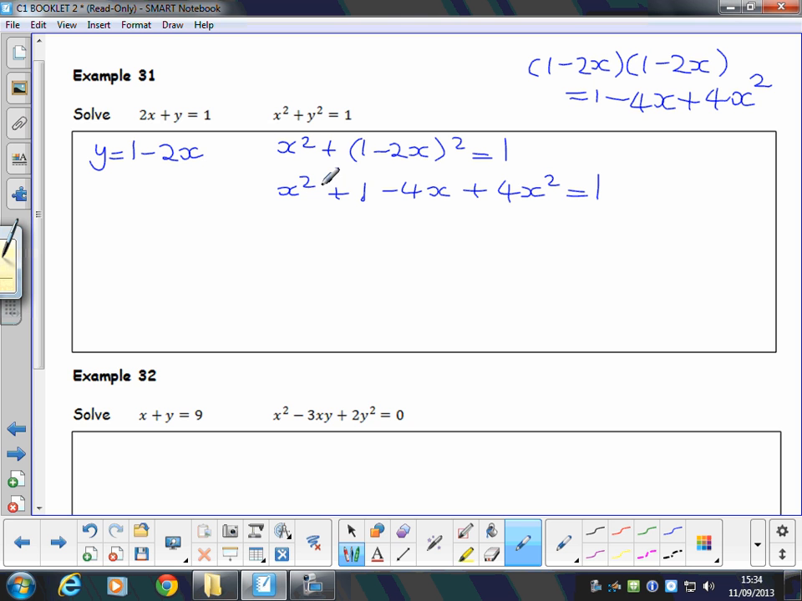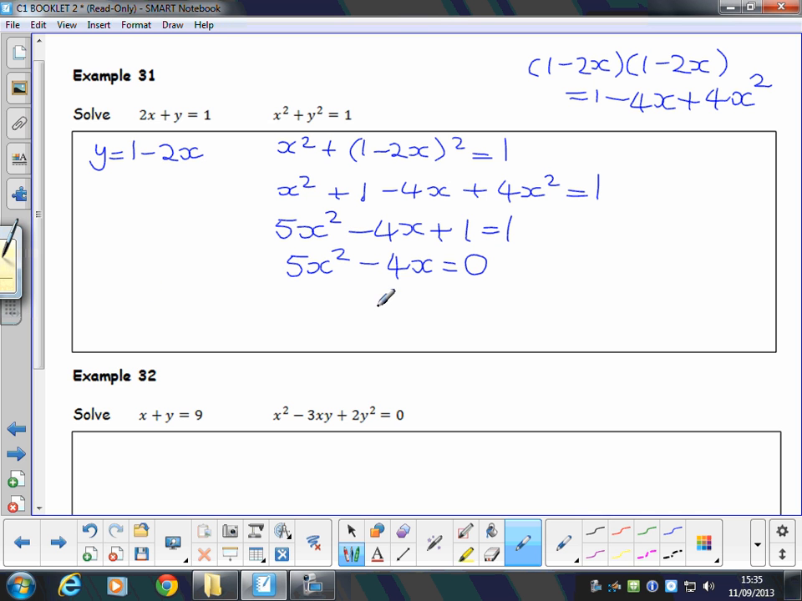Now I can simplify this so I can collect like terms. So I've got x squared and 4x squared. That gives me 5x squared minus 4x plus 1 is equal to 1. Now I can take this plus 1 onto the other side by subtracting 1 on both sides. So on this side I'm left with 5x squared minus 4x is equal to 0.